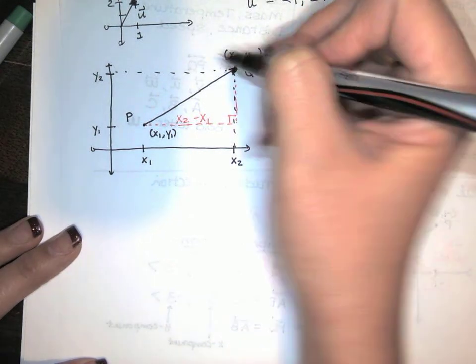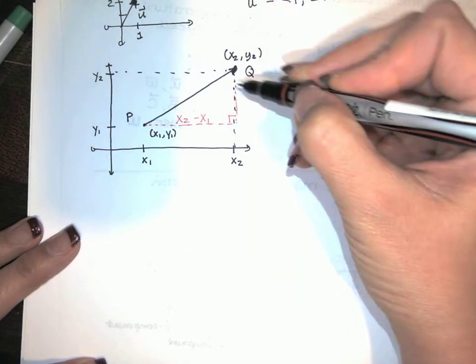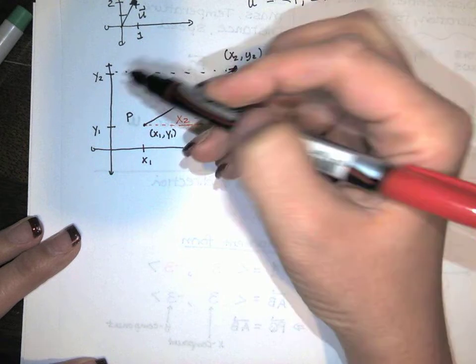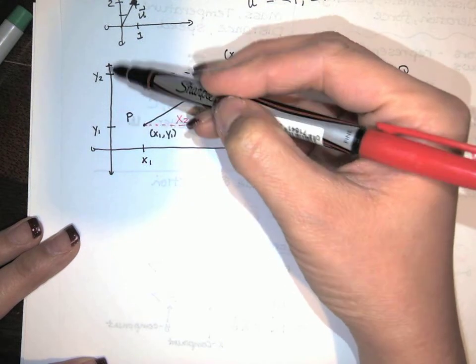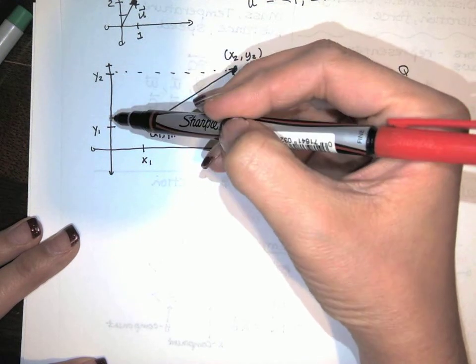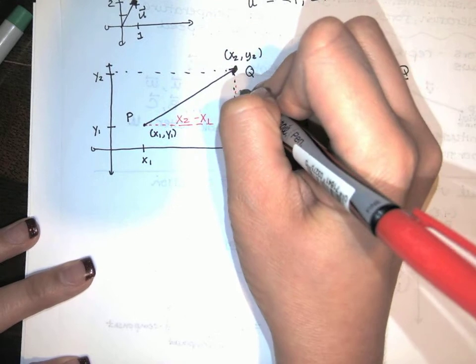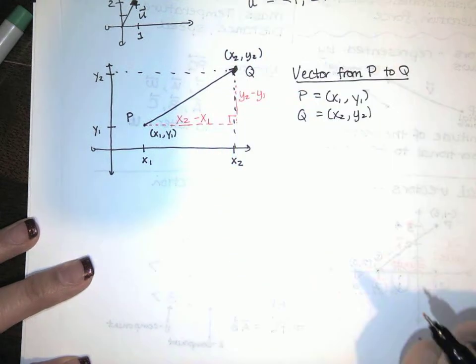Similarly, I've got this y value and this y value. I want to know what that distance is. If that's 5 and that's 2, I just get a distance of 3. I do 5 minus the 2. In general, I'm going to have y2 minus y1.